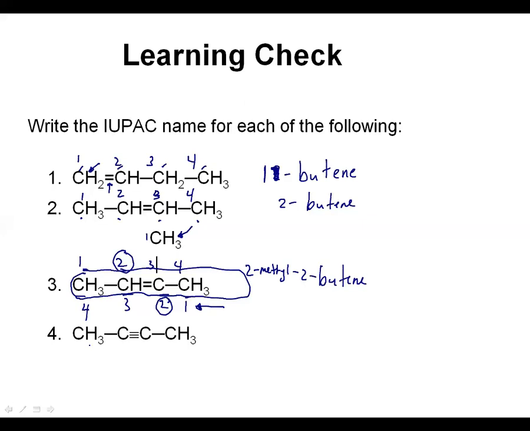And our last one is just 4 carbons straight in a row. But here we do have a triple bond. So we're going to have butyne, and location does not matter which way you go. 1, 2 if you go that way, 1, 2 if you go that way. So that would be 2-butyne. Any questions on those there?